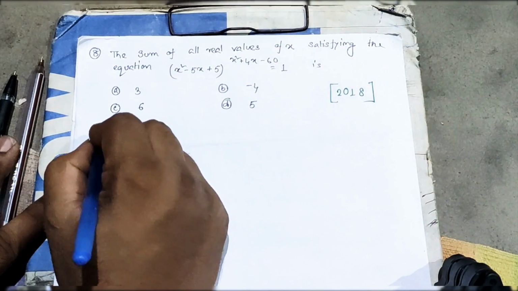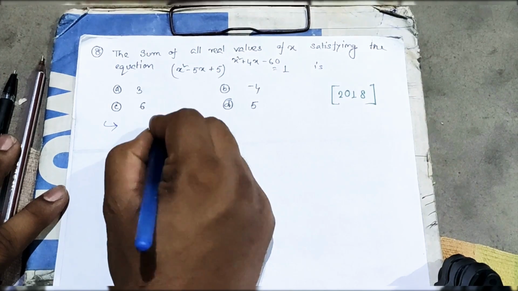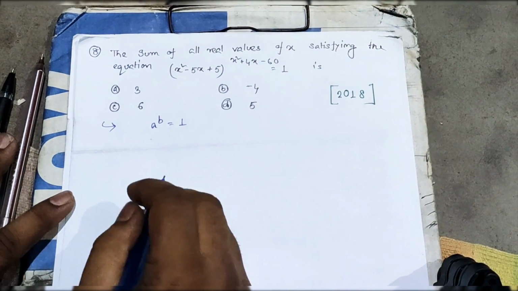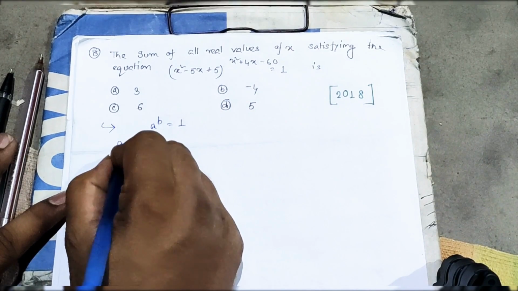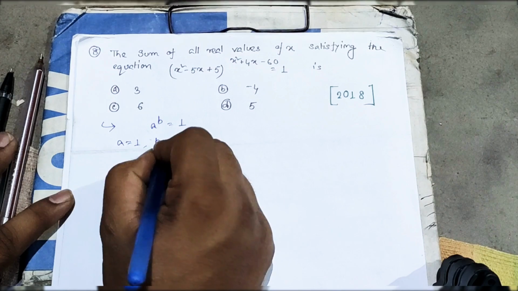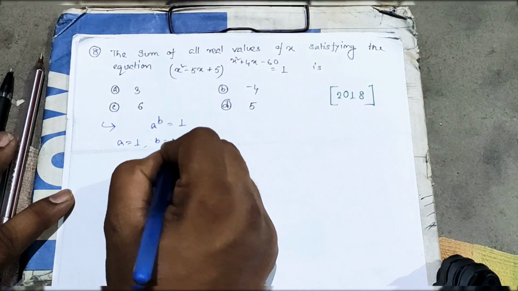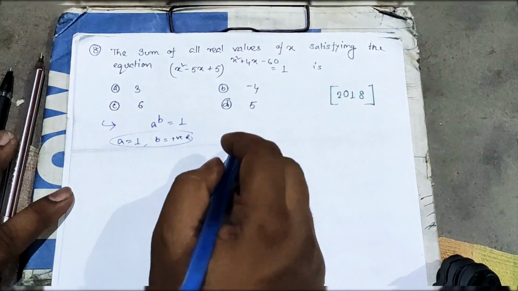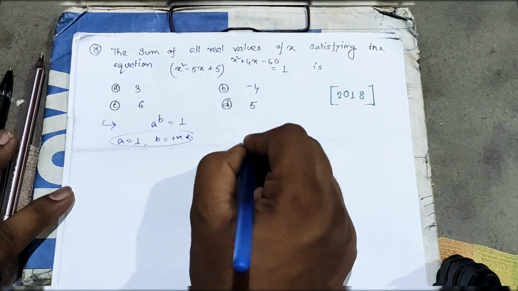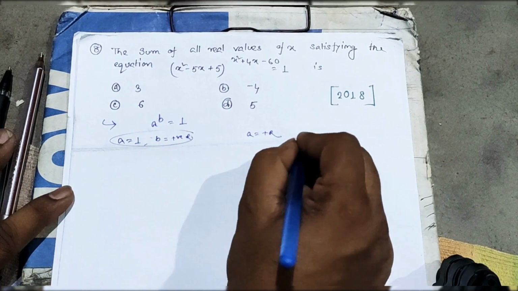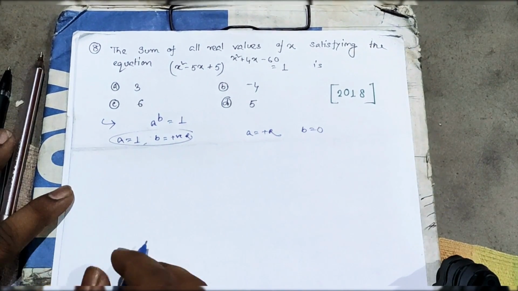In this type of question where a raised to the power b equals 1, there are some possibilities. The first is a equals 1 and b is any positive real number. And the second is a equals any positive real number and b equals 0.